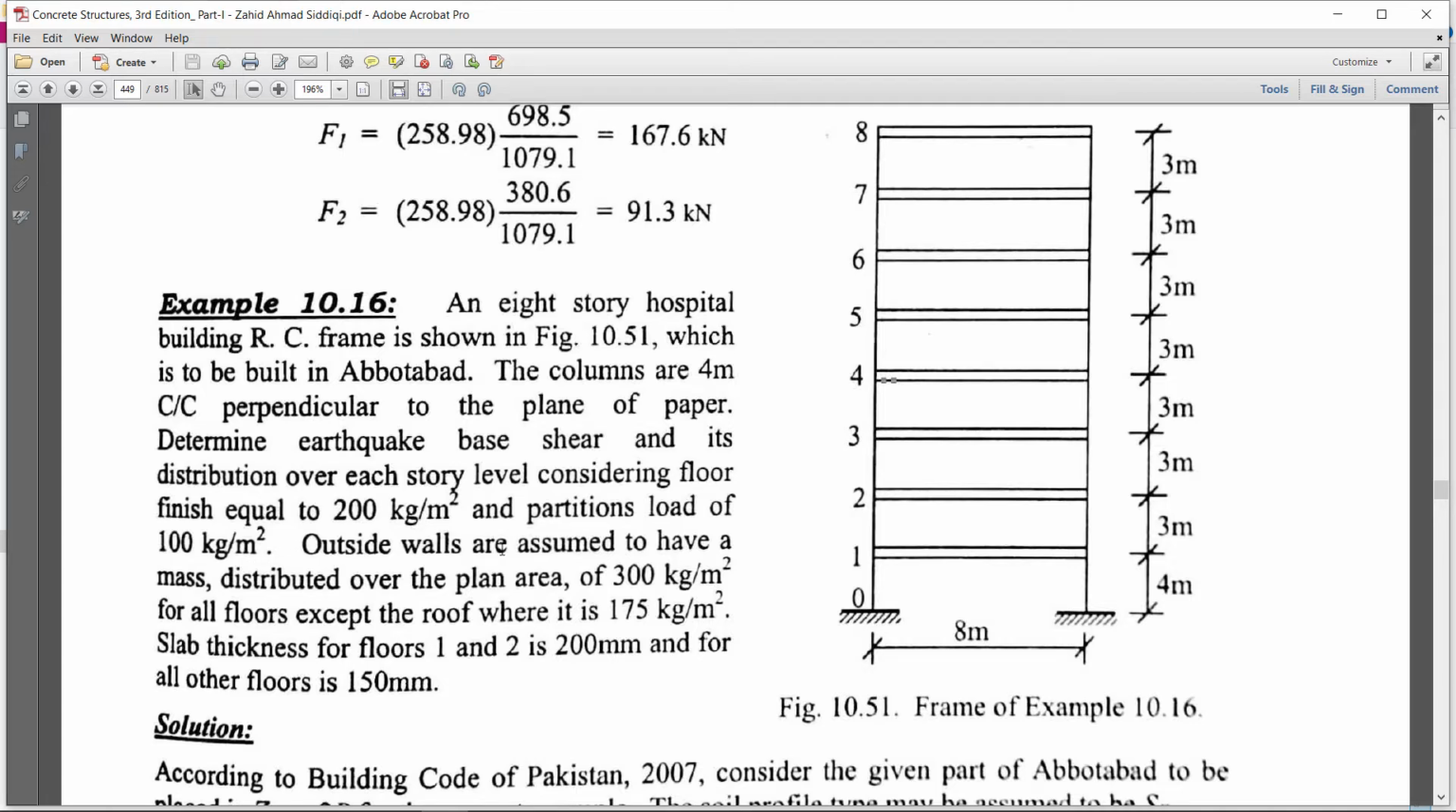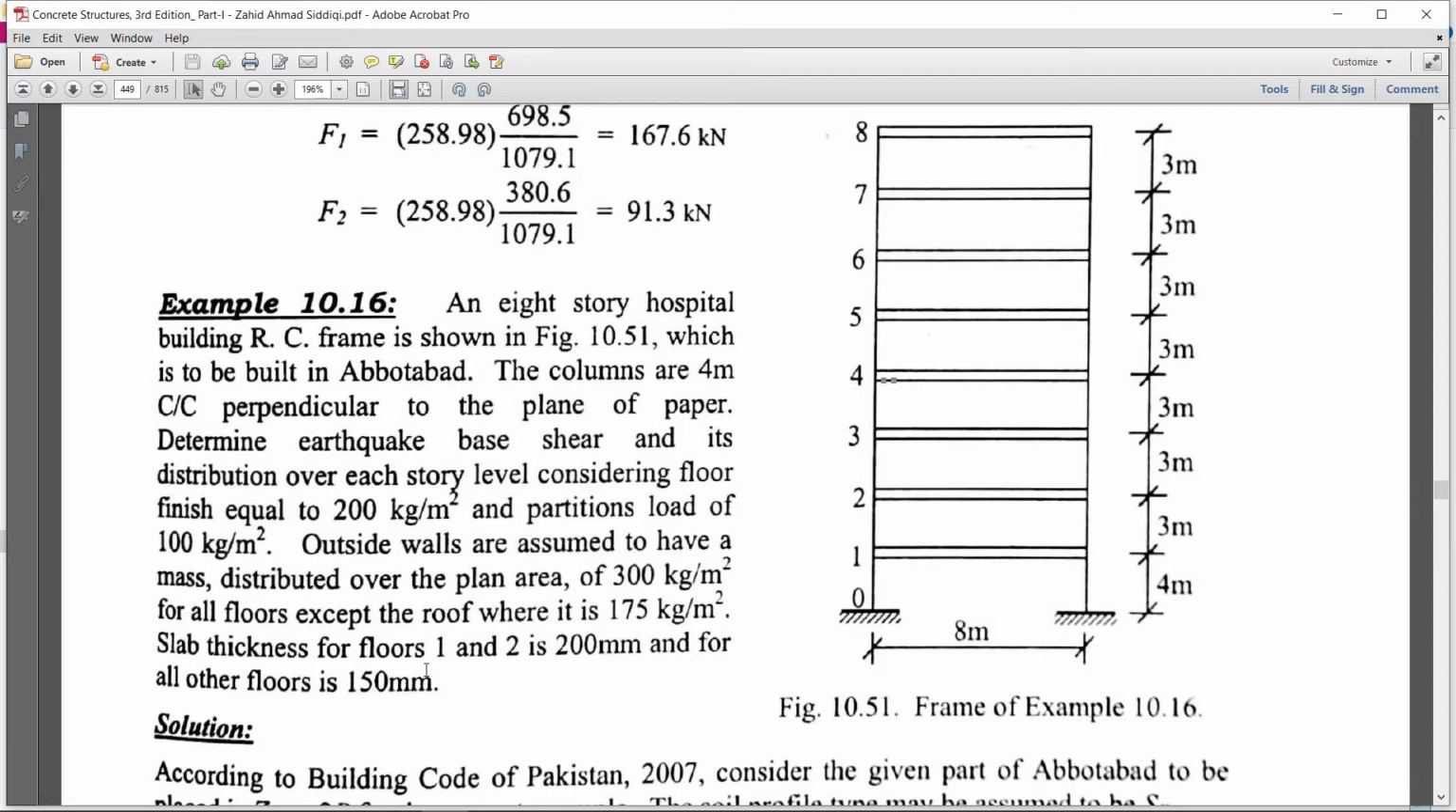Outside walls are assumed to have a mass distributed over the plan area of 300 kg per meter square. On each floor, the outside wall load is 300 kg per meter square except for the top roof. For the top roof, the outside wall load is 175 kg per meter square. Slab thickness for floors 1 and 2 is 200 millimeter, and for the rest of the floors it is 150 millimeter.